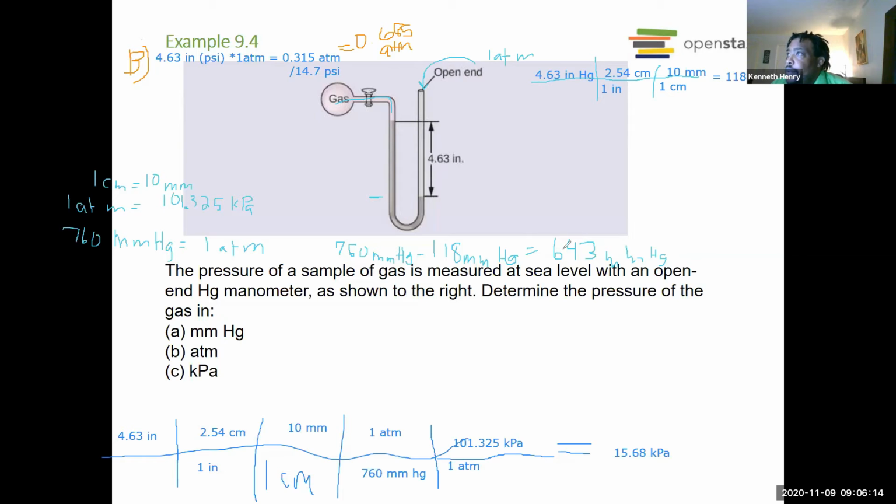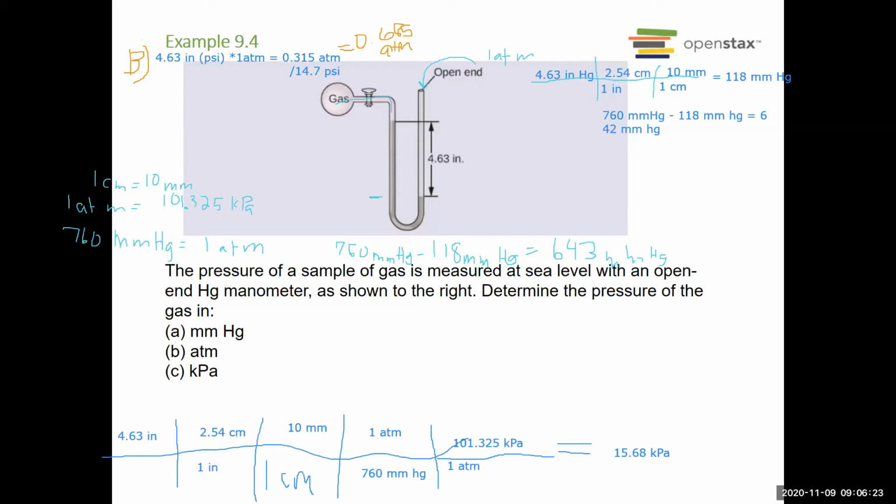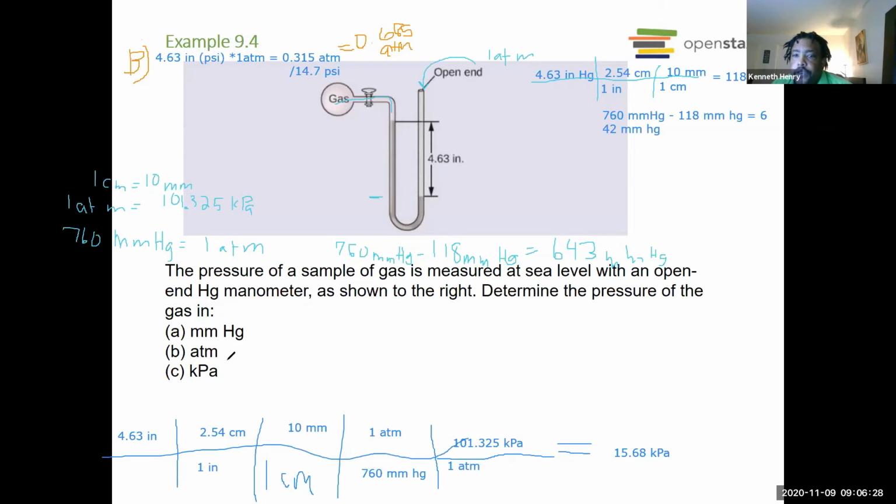And if you take this number here, that 643 millimeters of mercury, and we convert it to atm, the way we convert that is to take 643 divided by 760, and I get 0.845. Check my math, I could be wrong.